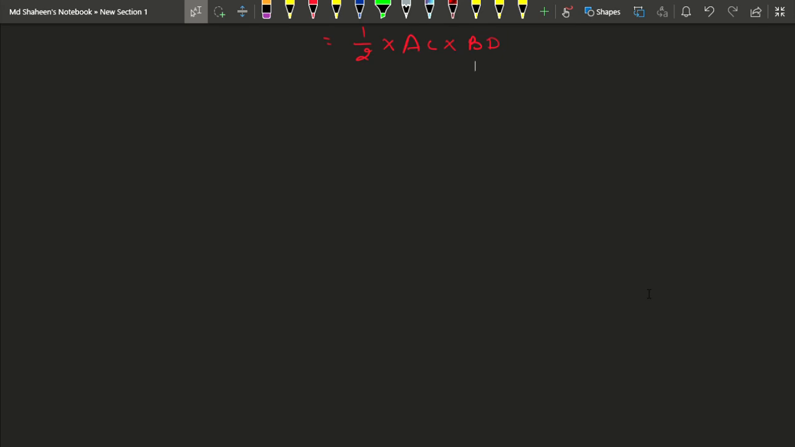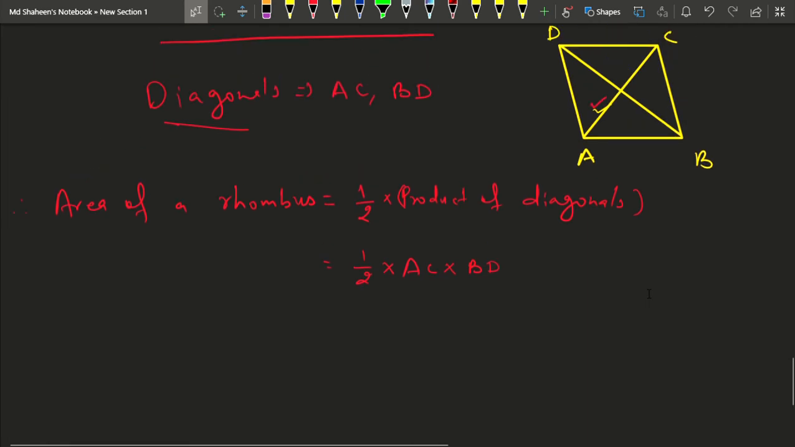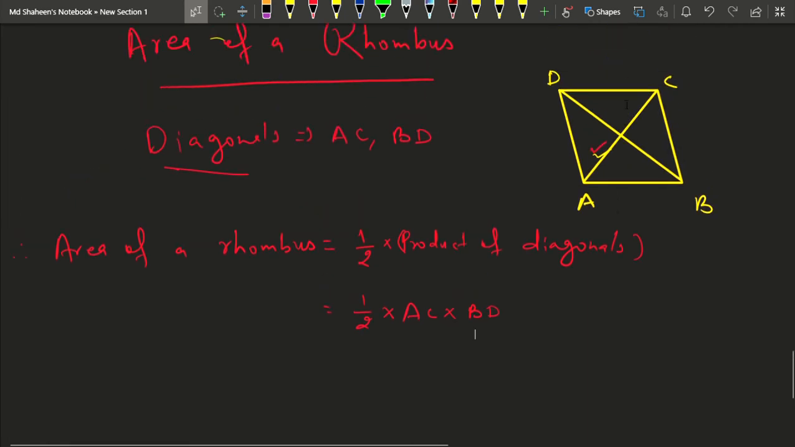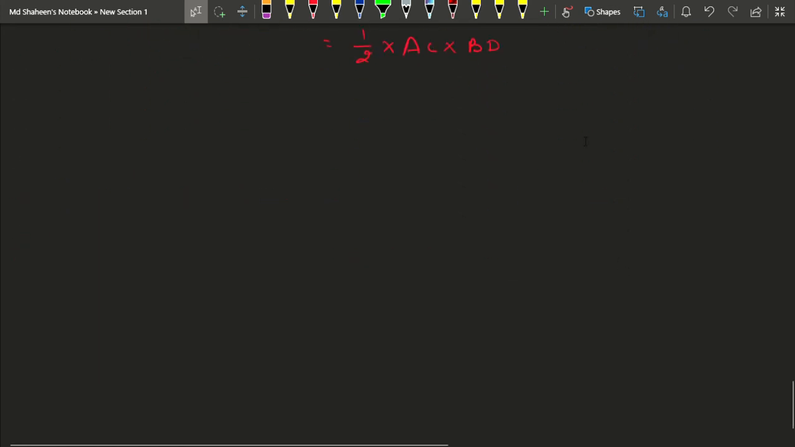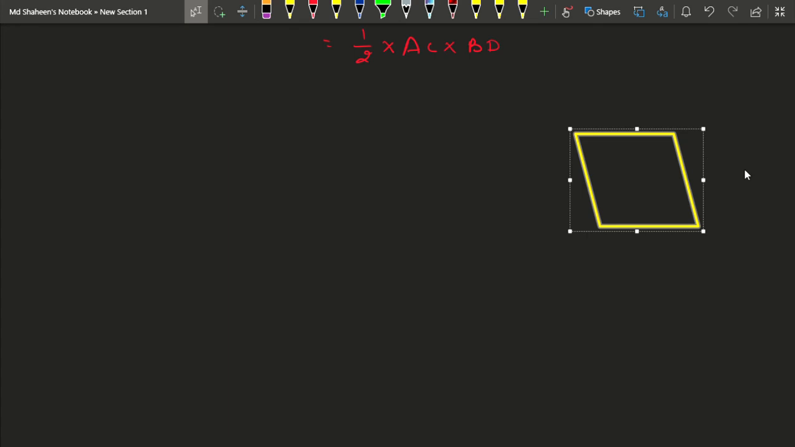See, the question is, this is our rhombus. Find the area of a rhombus whose one diagonal is 32. Let's say this diagonal is 32. If one diagonal is 32, what will be the other diagonal?